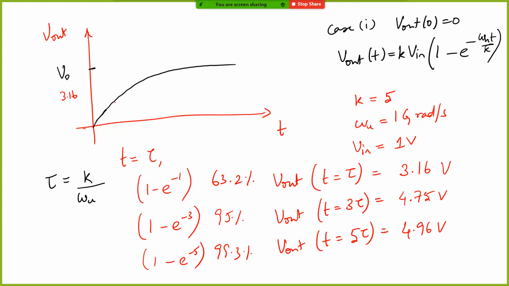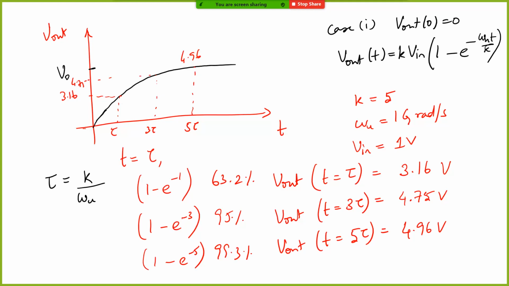Let's say if you are waiting for tau, let's say this is some 3 tau and this is some 5 tau. Here the value is 3.16. Here the value is, let's say, 4.75. Here it is 4.96. In other words, if you wait for one time constant, it rises up to 63% of your final value. If you wait for 3 time constants, the error is only 5%. If you wait for 5 time constants, the error is only 1%.